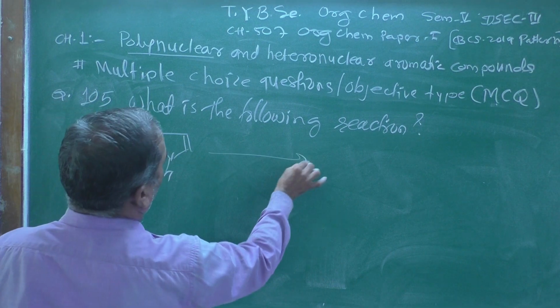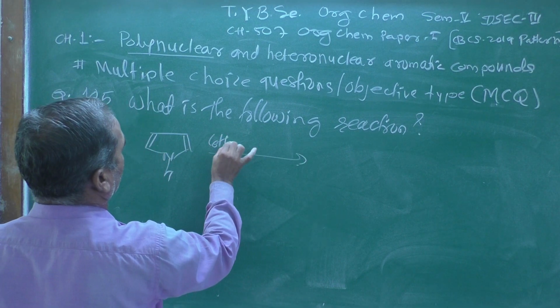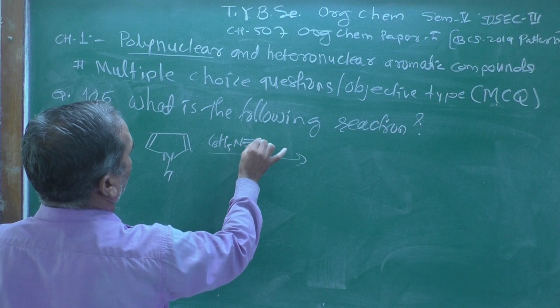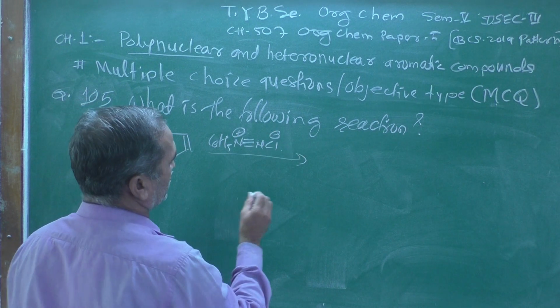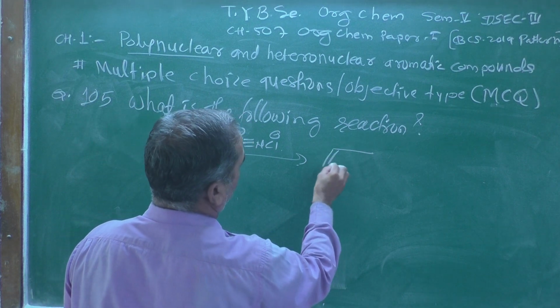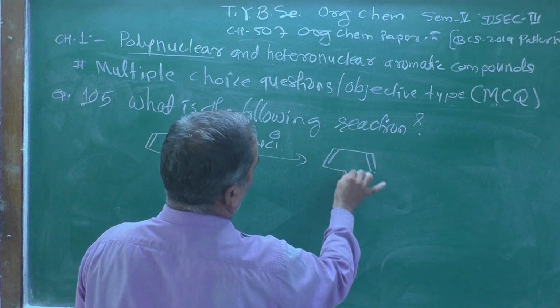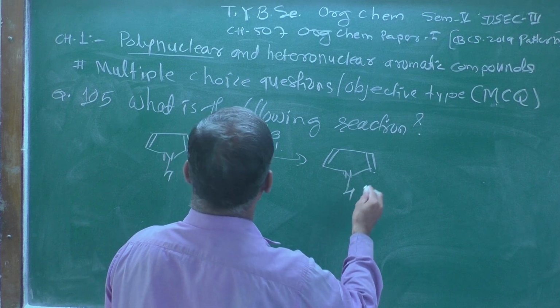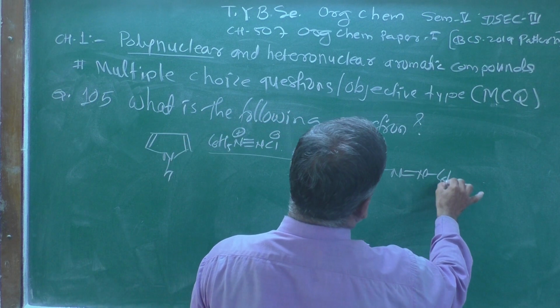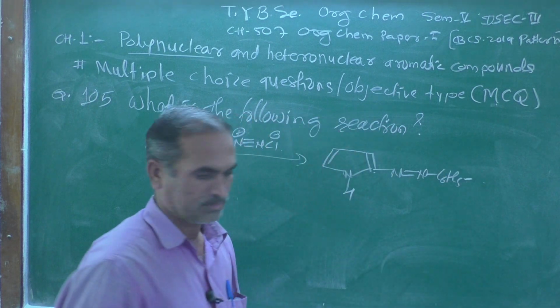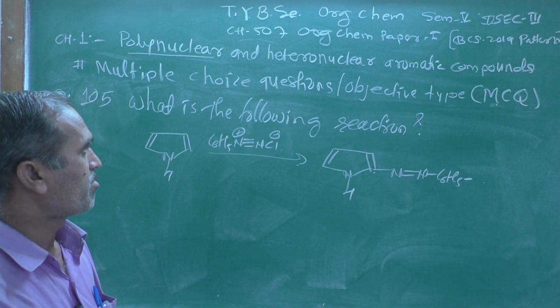NH, then C6H5, N triple bond N, Cl with a positive charge and a minus charge over there, and the product is also given: NH, then N double bond NC6H5. That is the structure given here.